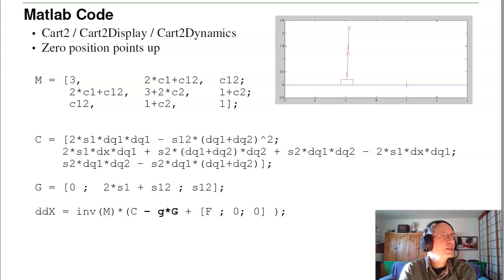This is the code, cart2 display and cart2 dynamics. Cart2 display: if I tell it here's x, theta 1, theta 2, it draws it on the screen. Zero position is pointing up. Cart2 dynamics is this part. I tell it here's the state of the system, position, velocity, torque, forces, and then it calculates the acceleration. Again, I'm assuming the torques are 0.